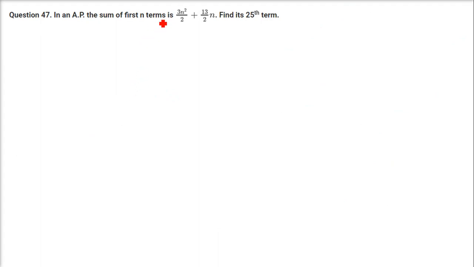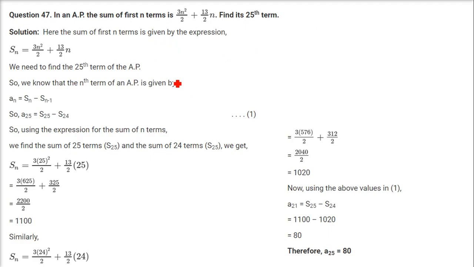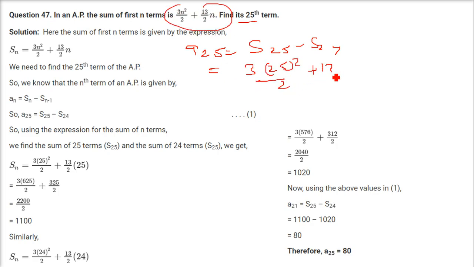In an AP, the sum of the first n terms is this one. Find the 25th term. You have to do exactly the same thing, but the other method can be this: A25 you have to find out. So A25 is equal to S25 minus S24. So S25 will be what? Put 25 here: 3 into 25 whole squared by 2 plus 13 by 2 into 25. And now 24 here, minus 3 into 24 whole squared by 2 plus 13 by 2 into 24. So this you have to solve.